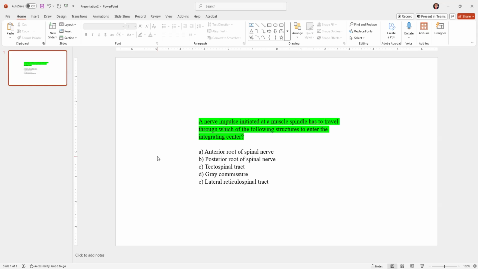The anterior root because it's motor, right? And the nerve impulse is initiated at the muscle. So it started at the muscle. So then it's B. Correct. No. Yeah. So any impulse that starts at the muscle and has to go to the central nervous system is a sensory branch, right? And the sensory branch always goes in through the posterior root. Anterior root is motor. Tectospinal is again motor. Gray commissure is crossing over inside, in the interneuron or something. It's in the gray matter. It's not part of your sensory. And lateral reticulospinal is again motor, right?